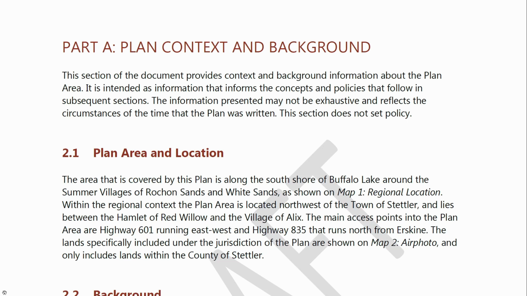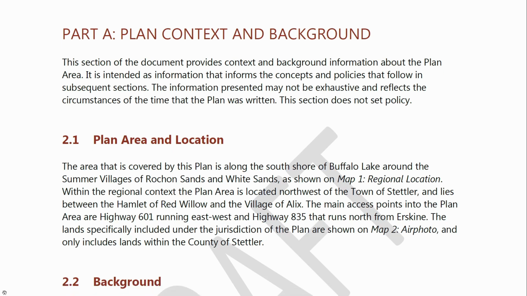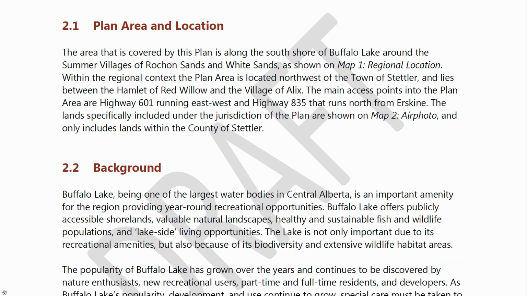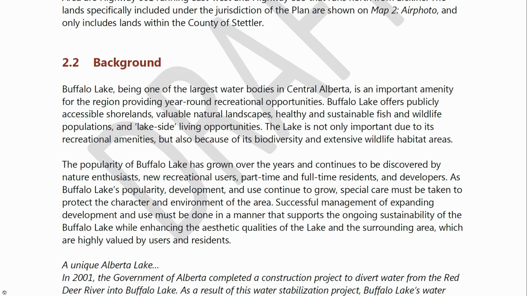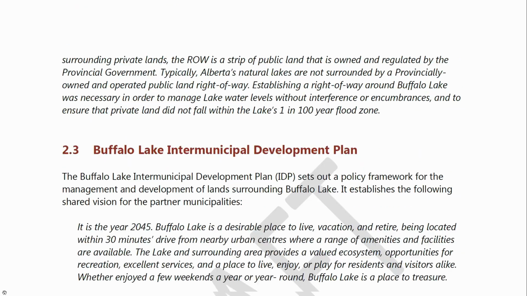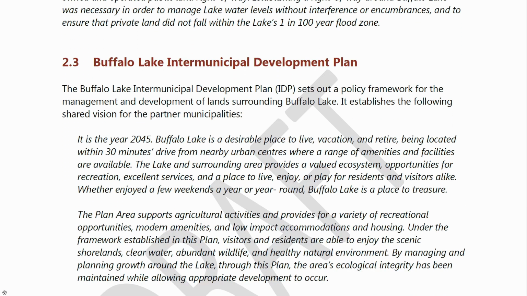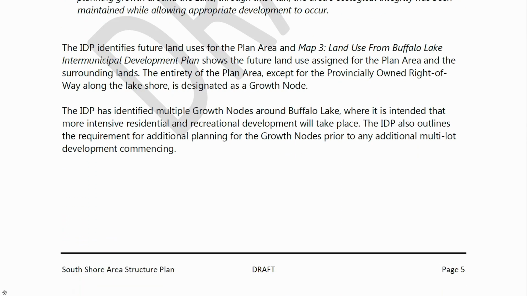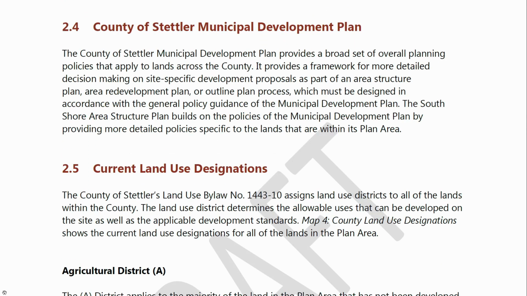Okay, so Part A, plan context. In this section, you will find an explanation and guidance on the map of which area in particular the policies of this plan will cover. It repeats some of the background that you'll find in the Buffalo Lake Intermunicipal Development Plan. It updates some of the existing policies that apply to the area. It provides a brief summary, such as the role of the County of Stettler Municipal Development Plan. It looks at the current land use designations under the land use bylaw.